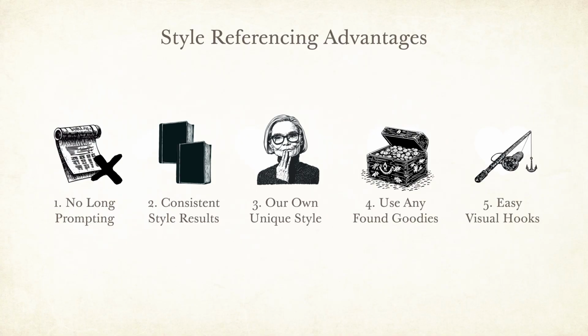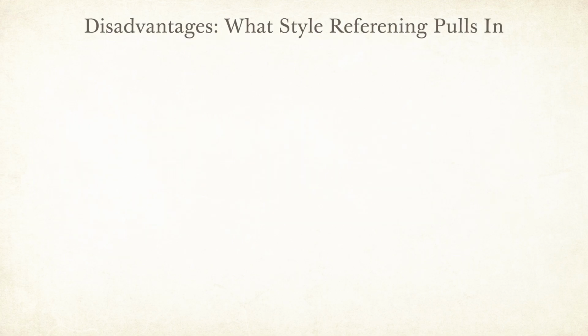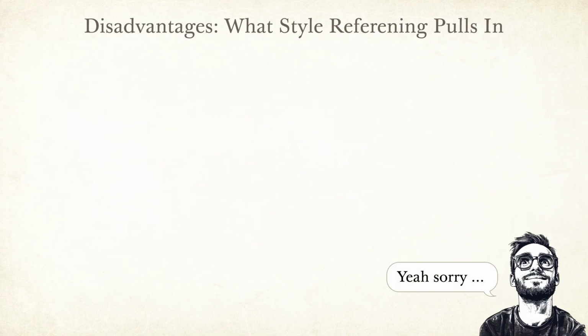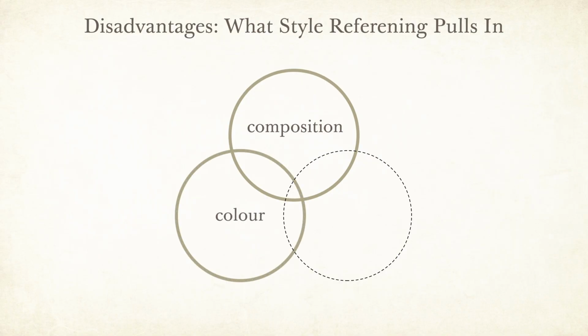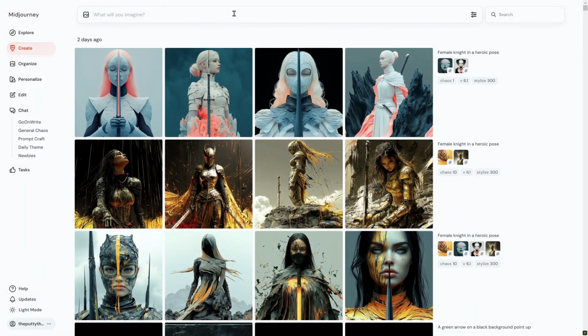But it would be remiss of me to not point out the disadvantages of using this method too. Style referencing generally pulls in everything from that style, which includes things like composition, color palette, and even sometimes objects from the style reference image, and sometimes takes control out of our hands. Let's have a look at these things by using our pink cloaked female knight from the last section.